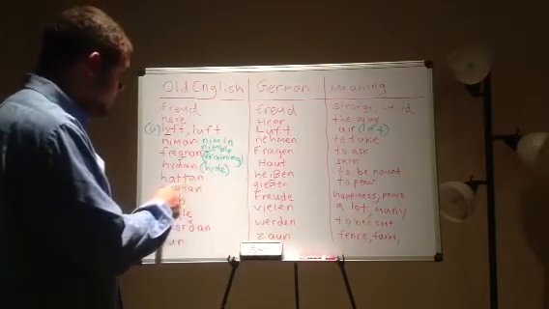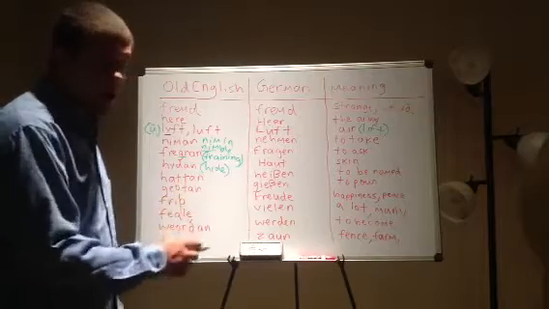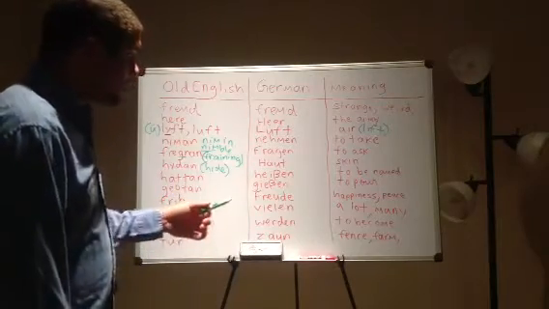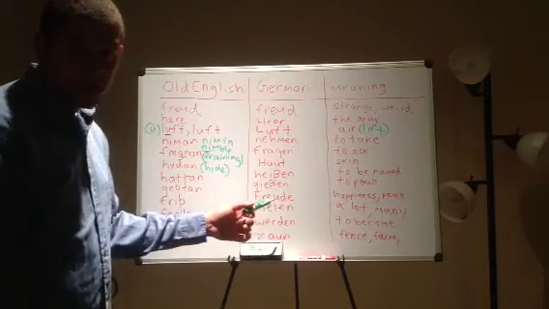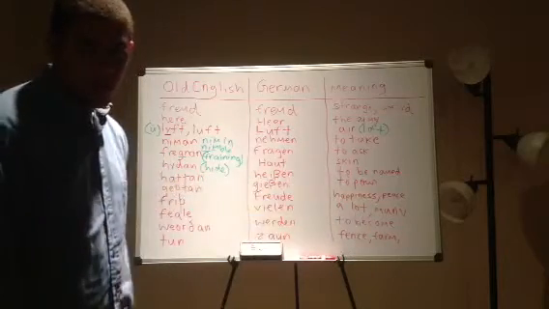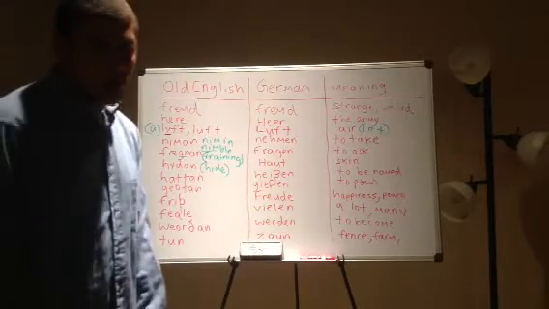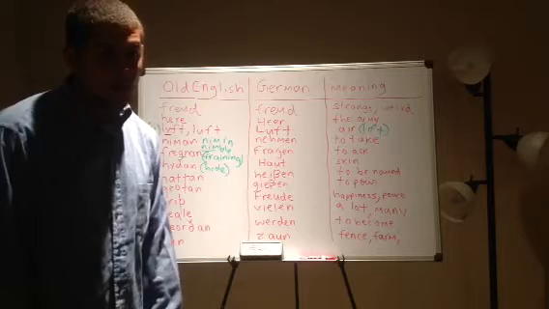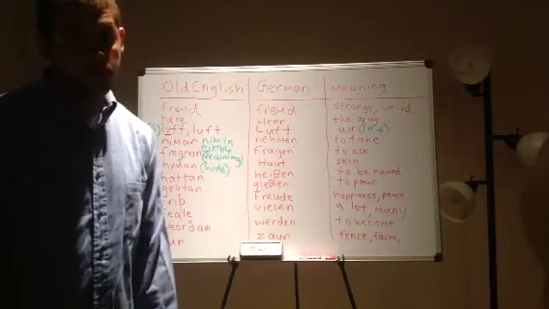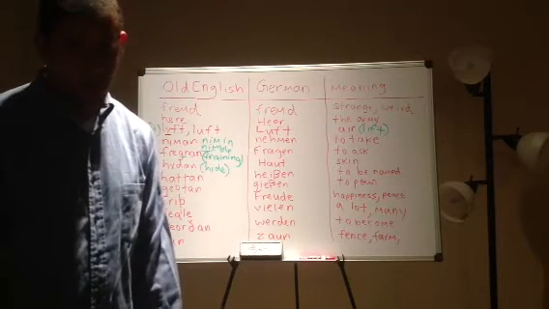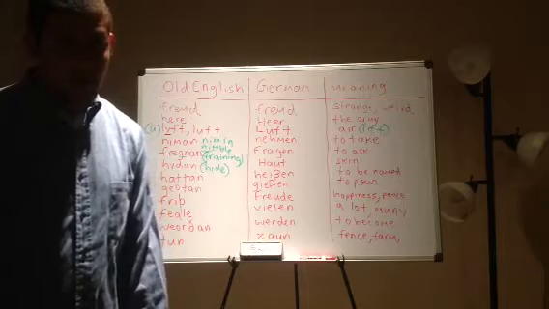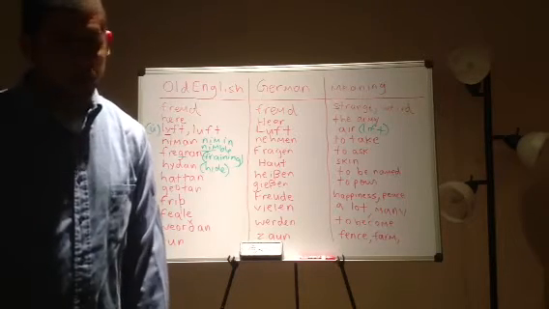In Old English, we have the word "hatten". Hatten, in German, was "heißen", which meant to be named. In German, you could say "ich heiße" your name. In Old English, you could say "ich hatte" your name. But today you would have to say, "What is your name? My name is so-and-so".